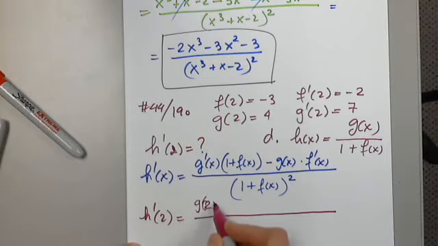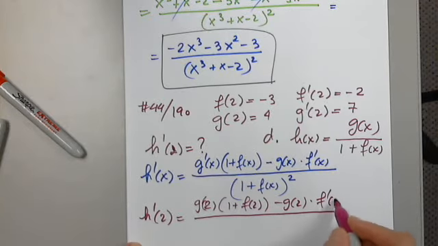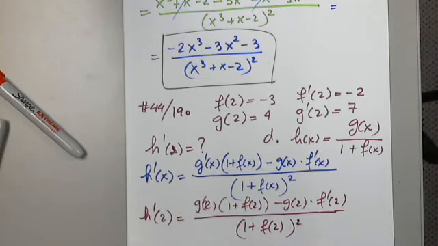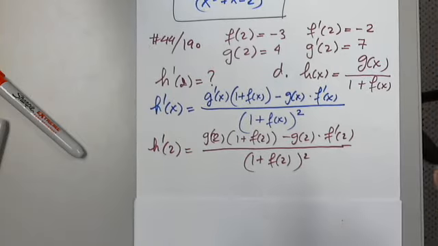Very good. That's all I needed. 1 plus f of 2 minus g of 2 times f prime of 2, over 1 plus f of 2, everything squared. Indeed, that's all there is to it. And now I have to plug in the numbers that I'm given. So let's plug them in.